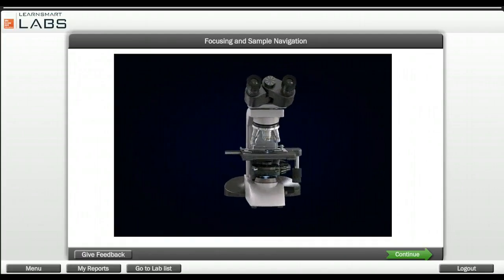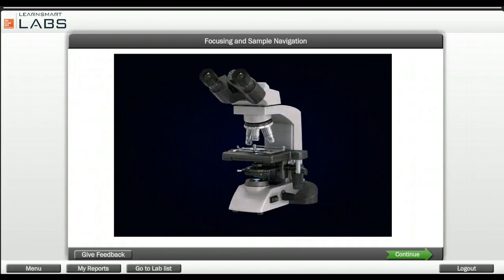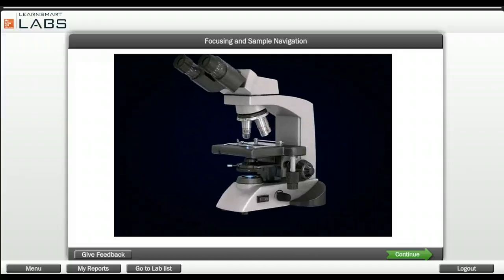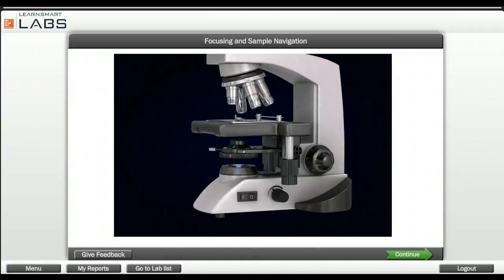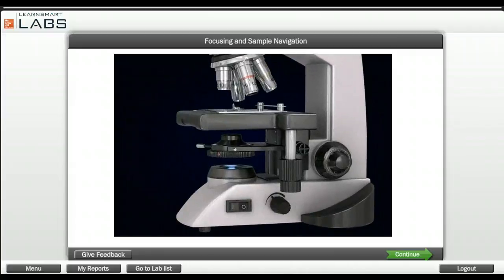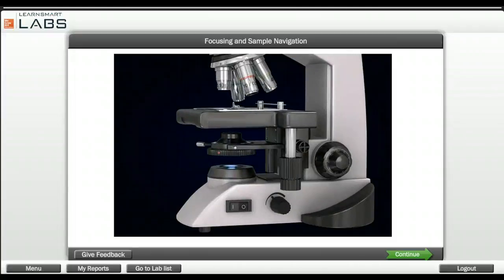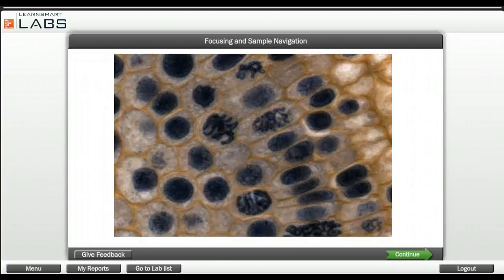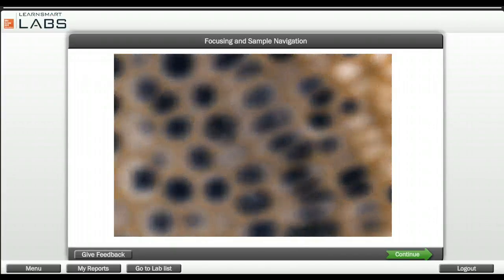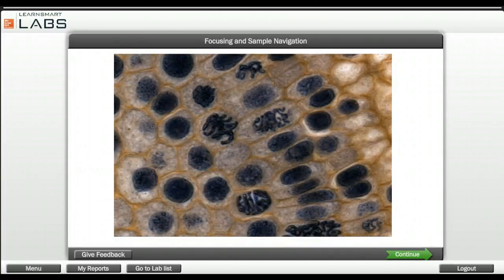After adjusting the light level and the ocular lenses, you can adjust the field of view. Focus is achieved by adjusting the distance between the specimen and the objective lens. The focus knob controls the up and downward movement of the microscope stage. The coarse focus ring is used to locate the focus plane. The fine adjustment knob, located in the center, is used to fine-tune the focus.